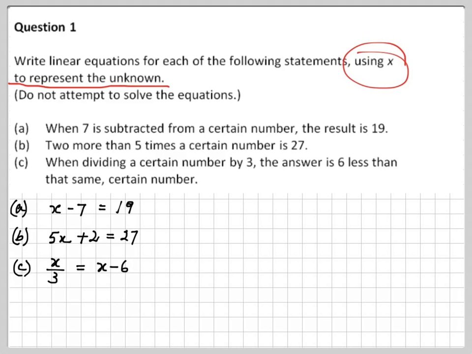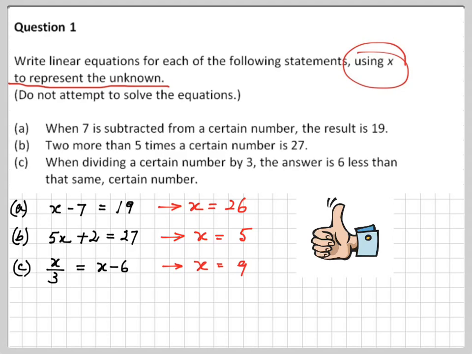Right, how did you go? I'll tell you the answers. This one was 26, this one was 5, and this one was 9. How did you go? Yes, of course you went really well.